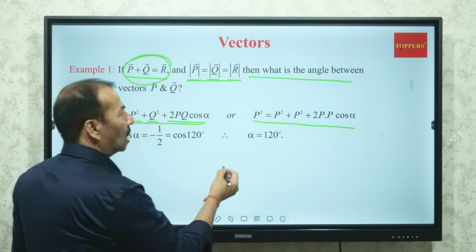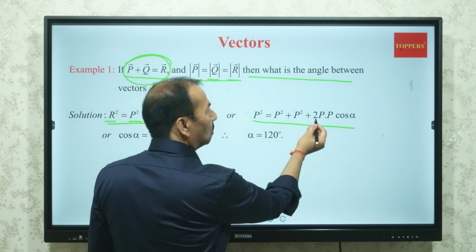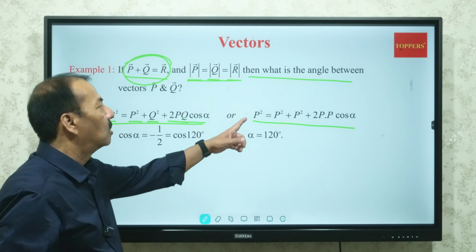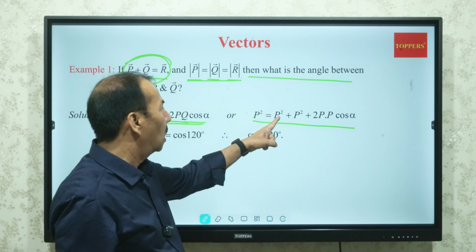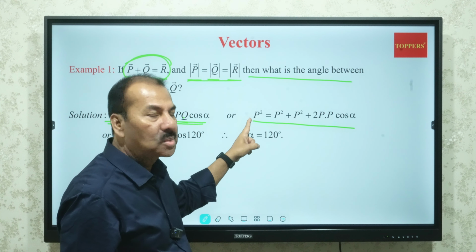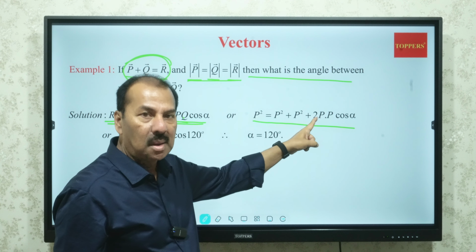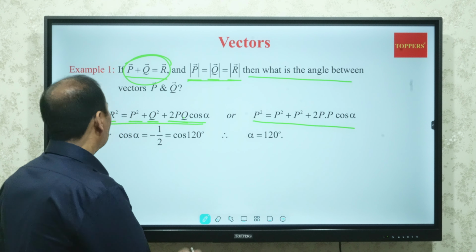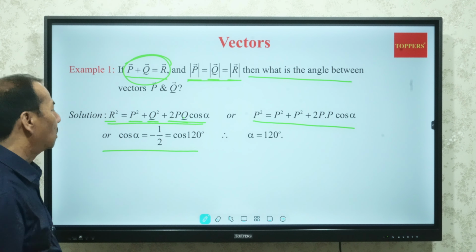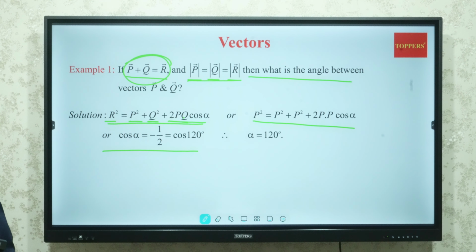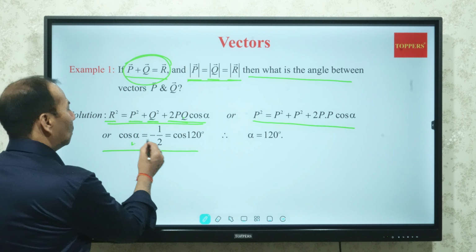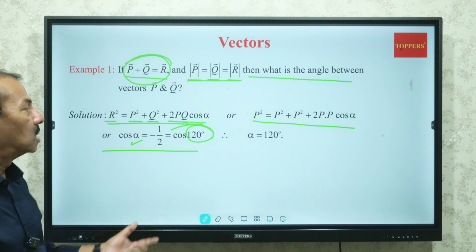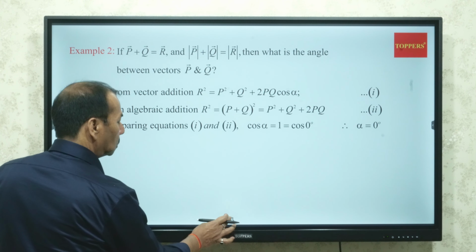So simplifying that, p square is equal to 2p square plus 2p square cos alpha. If you bring the 2p square to this side, it will be equal to minus p square, and p square will get eliminated, leaving minus 1 divided by 2, so that becomes minus half. So from there we can calculate cos alpha is equal to minus half. When cos alpha is minus half, we know alpha is equal to 120 degrees.